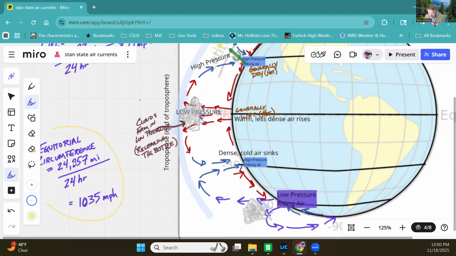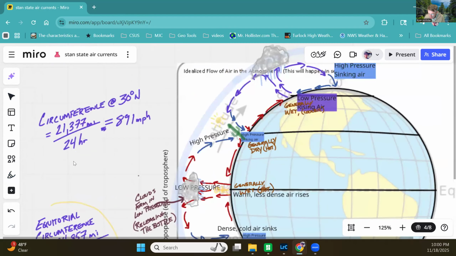Okay? So if you were that person that we talked about earlier, standing underneath our rain cloud at the equator, literally rotating around the Earth's axis once every 24 hours in order to go all the way around the globe once, you would be moving 1,035 miles per hour. So if you're standing at the equator, you're moving at 1,035 miles per hour just by standing still as the Earth rotates. Kind of something people don't really think about, right?